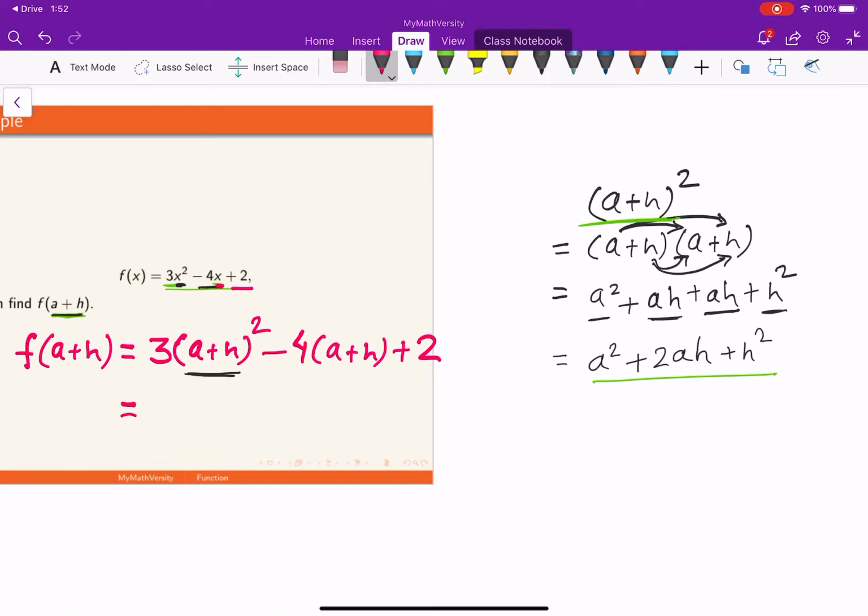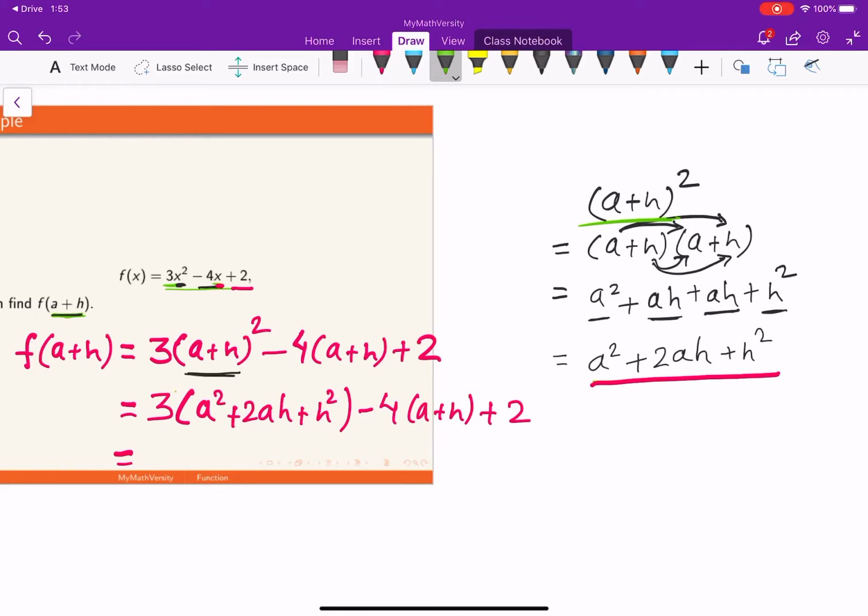And then we need that over here to write it down. So we have 3 on the first term, multiplied by the square of a plus h, so we can just plug this information in over here, which is a squared plus 2ah plus h squared. That is the expansion of the square of a plus h. And then let's write down the second and last term as it is.